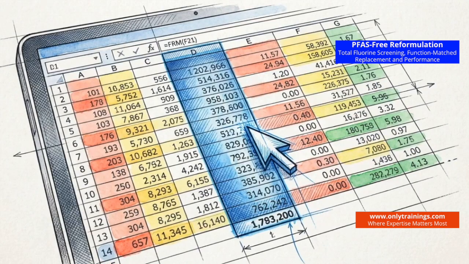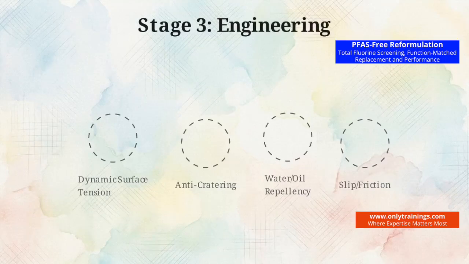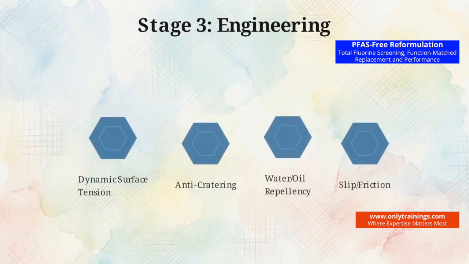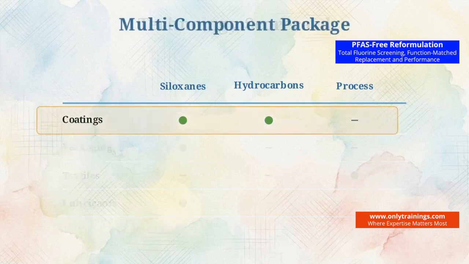By mathematically separating the primary functions from the hidden ones, you stop trying to replace a complex polymer with a single molecule and start building a deliberate functional architecture. That architecture comes to life in stage 3. Here, the theoretical functional map is populated with actual alternative chemistries. This scorecard illustrates alternative technology platforms across major sectors. This stage requires building multi-component replacement packages.